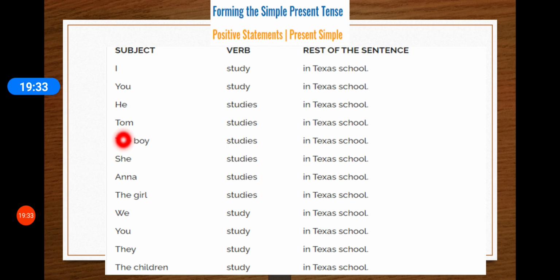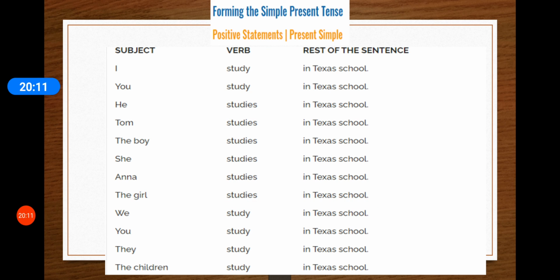Now, Tom. Tom is a singular subject. So, Tom studies in Texas school. The boy studies in Texas school. Again, singular noun. She, third person, studies in Texas school. Anna studies in Texas school. The girl studies in Texas school. With we, we study. You study in Texas school. They study in Texas school. Children study in Texas school.